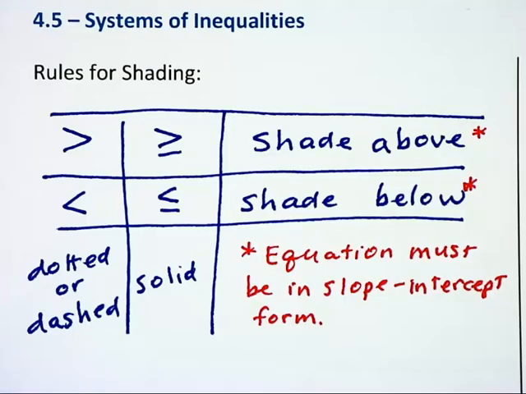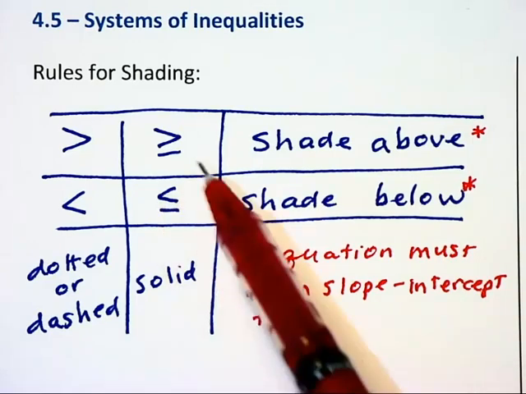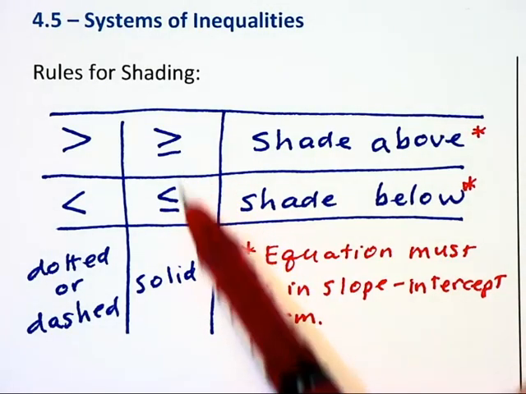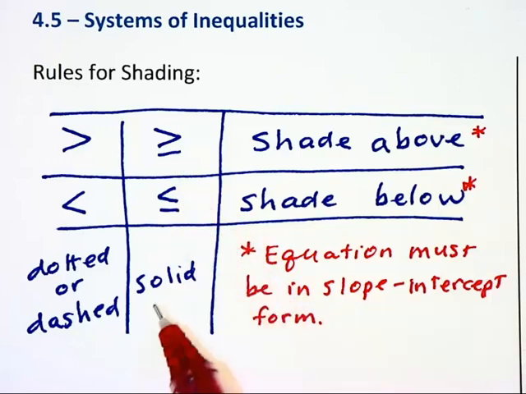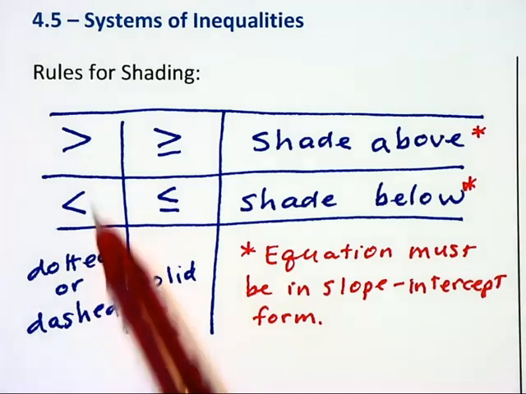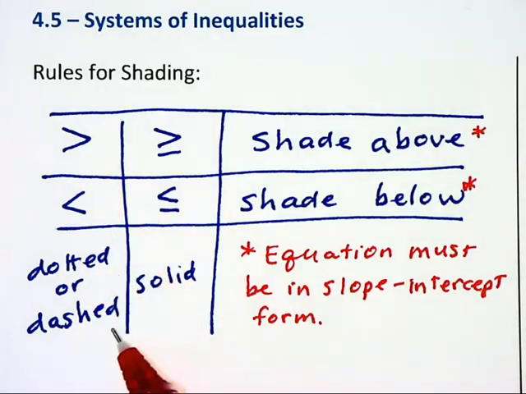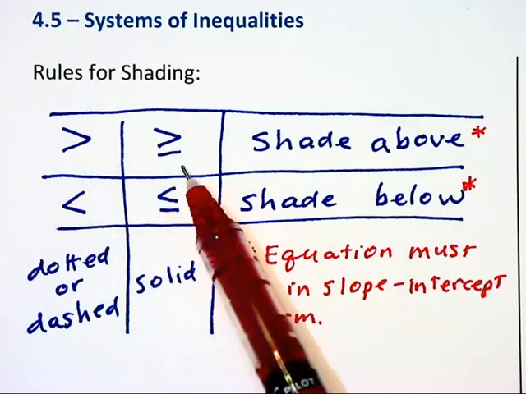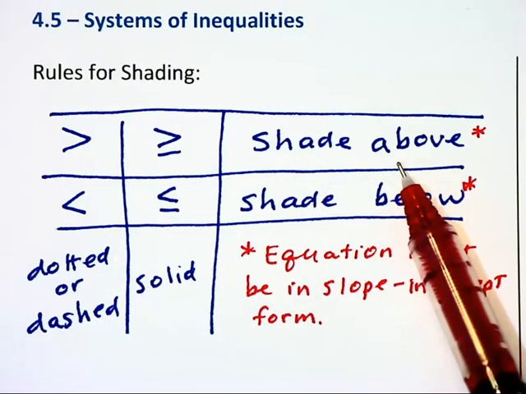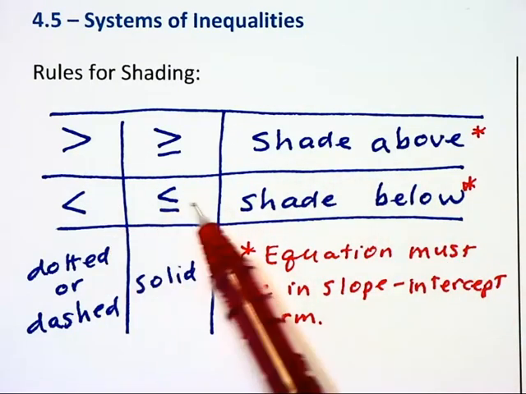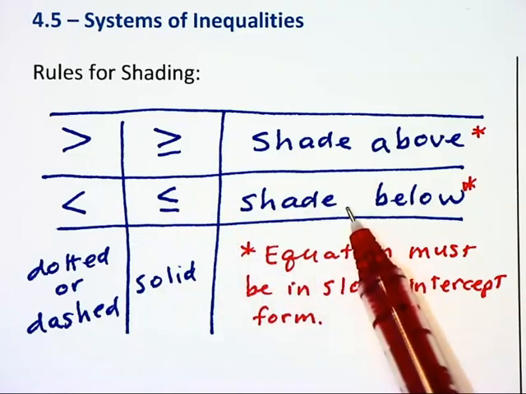I have chosen to draw a chart out in advance for you this time on this video. Please note that when you have an equal to included in your inequality, the graph that you draw will be a solid line. But if the equal to is missing, then you will use a dotted or a dashed line. When you have a greater than or equal to, we shade above the inequality. Less than or equal to, we shade below.